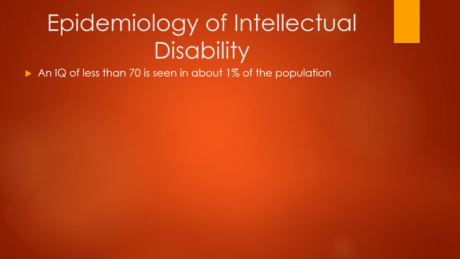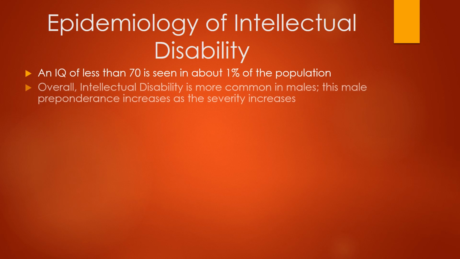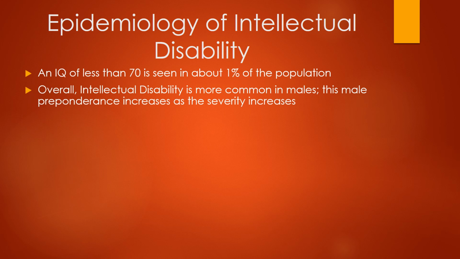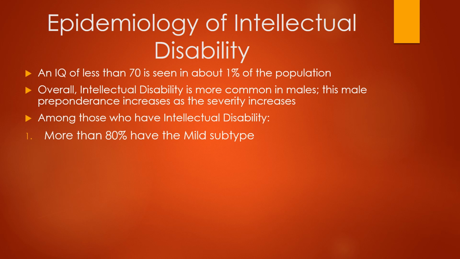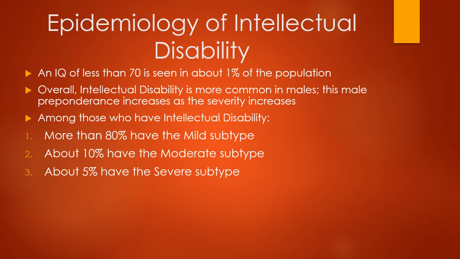An IQ of less than 70 is seen in about 1% of the population. Overall, intellectual disability is more common in males. This male preponderance increases as the severity increases. Among those who have intellectual disability, more than 80% have the mild subtype, while about 10% have the moderate subtype, about 5% the severe subtype, and about 1% have the profound subtype.